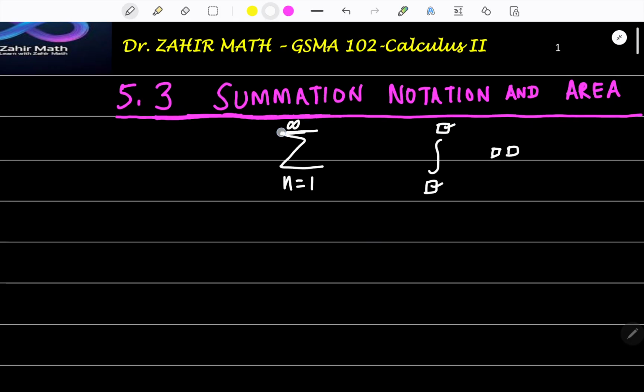In this video, we explore summation notation and area. What do you mean by summation? This is called summation, or you can call it sigma also. This is exercise 5.3. So two simple words we are going to study. One is summation notation and another word is area, right? But when connected, they form the heart of definite integrals.